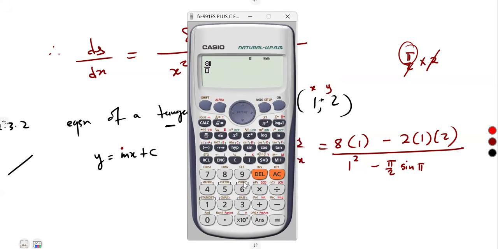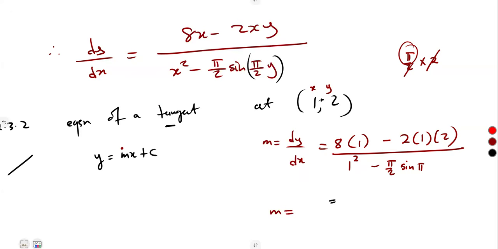So put a fraction, 8 times 1. That is 8, guys. All right. 2 times 1 times 2. That's what? That's a 4. Over 1 squared. That's 1 minus pi over 2. The sine of what? The sine of pi. That is 4. So this is what you're going to have. So m is 4, the gradient.